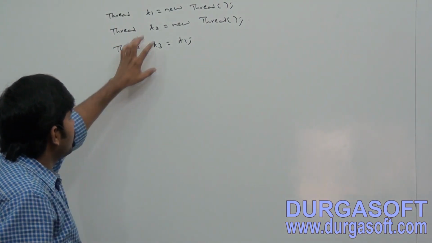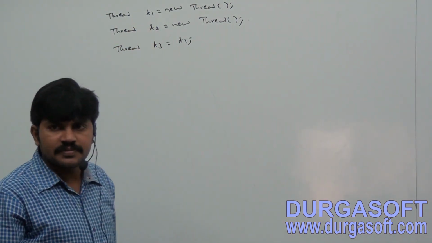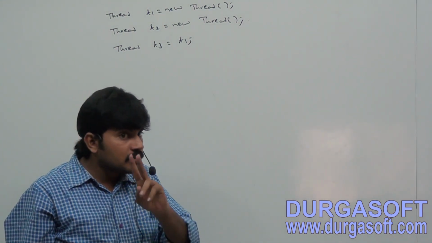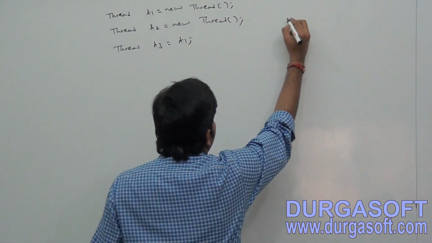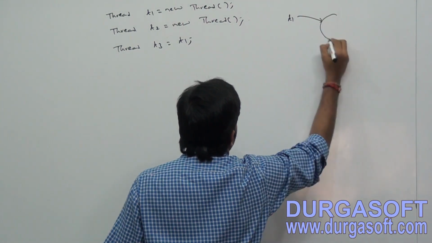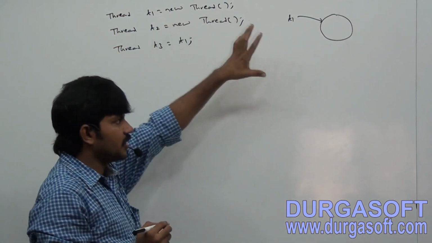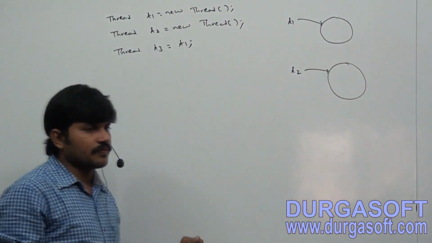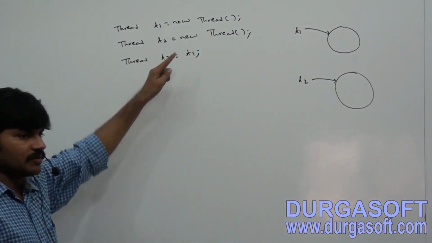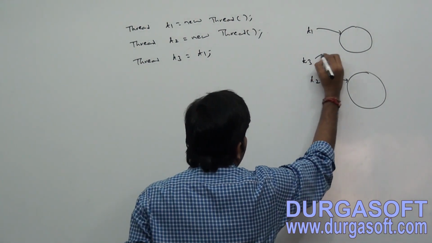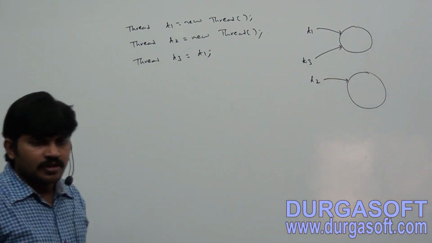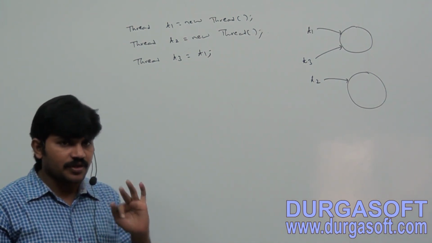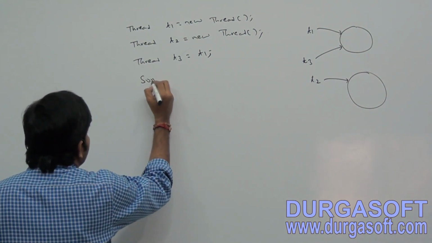Now observe. Total how many objects did we create? 2 objects. How many reference variables are there? 3 reference variables. t1 points to this object, a separate object from the one t2 points to. Thread t3 is equal to t1, so t3 points to the same object as t1. Total 2 objects, but 3 reference variables, right?